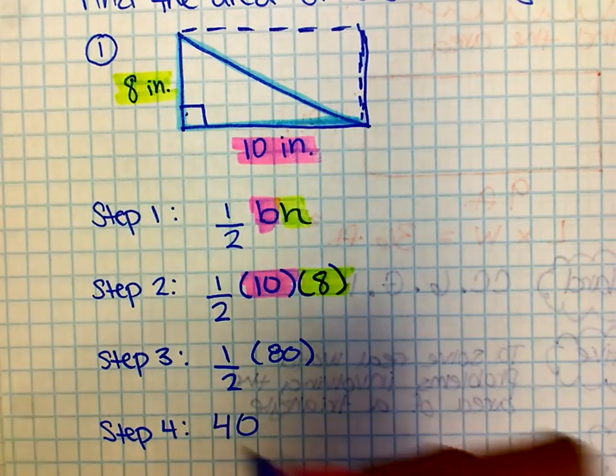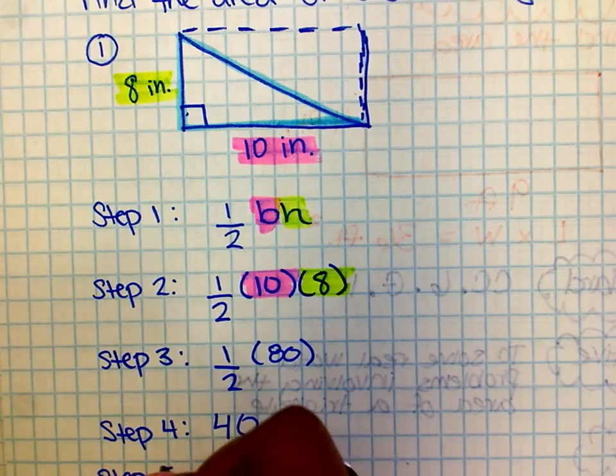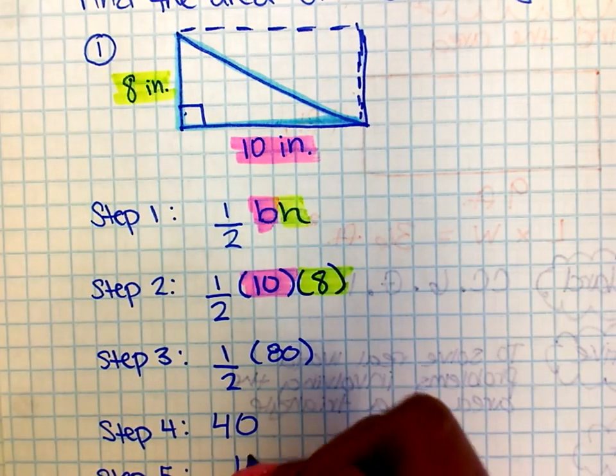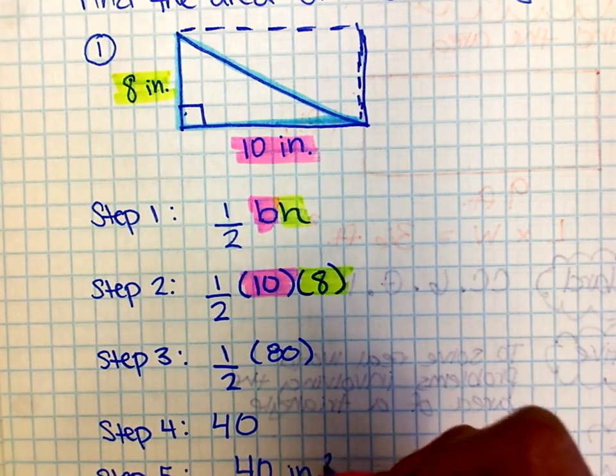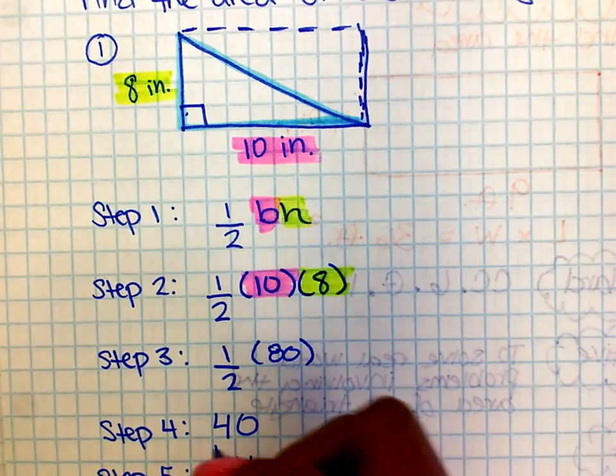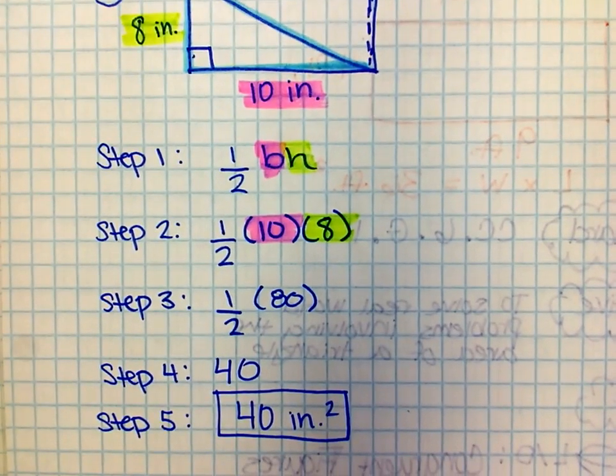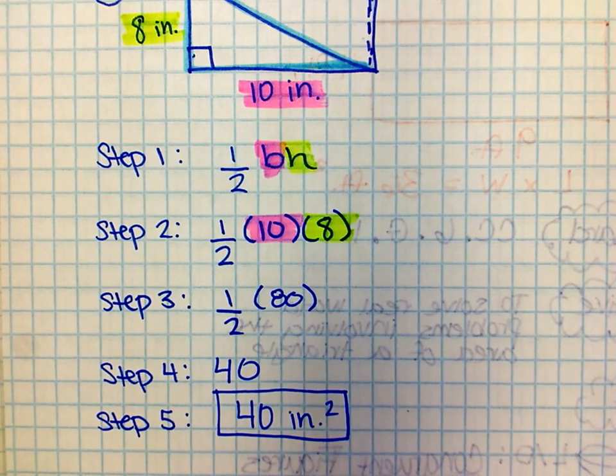And step 5, I'm going to write it in square inches. So my answer is 40 inches squared. Done. That's it. Base times height, divide by 2.